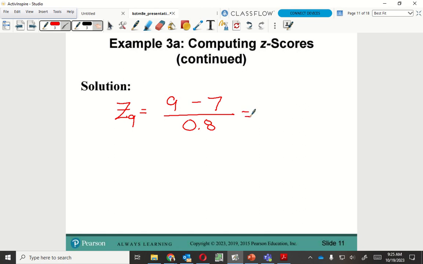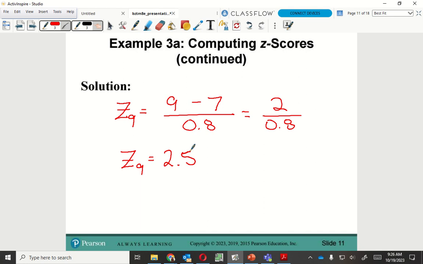So that's going to give me 2 divided by 0.8. When you did the math, what'd you get? 2.5? Did you divide by 0.8? Oh, yeah, I didn't do that. There you go. So the z-score of 9 is going to give me 2.5.